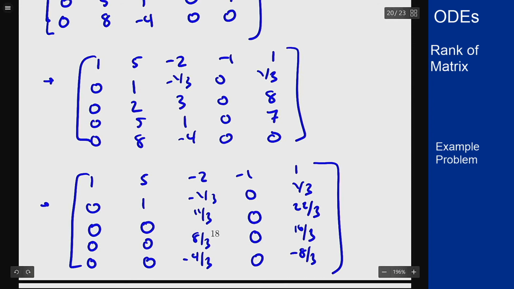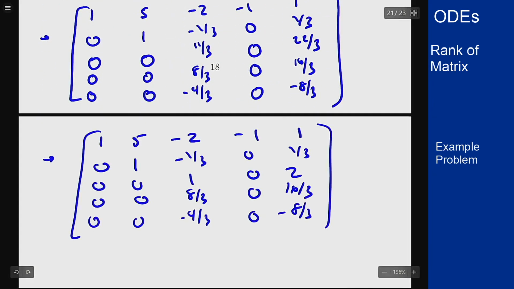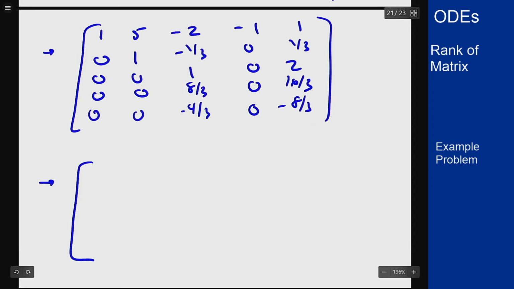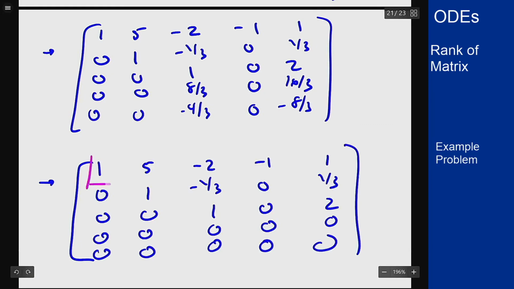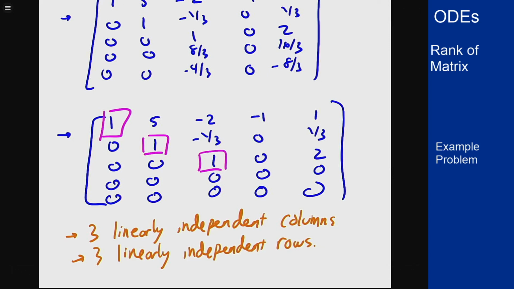And if we keep going, when I do the row reduction, all of this here goes to 0, which then leaves me with the following row echelon form of that matrix. And since I see 3 pivot 1s, 3 pivot columns, that means that I have 3 linearly independent columns. It also means I have 3 linearly independent rows, which means the rank of this matrix is 3.